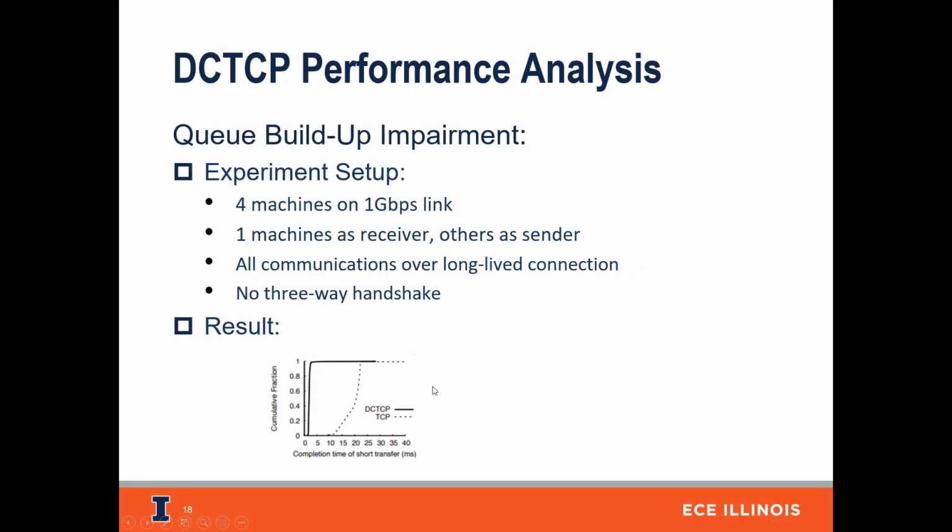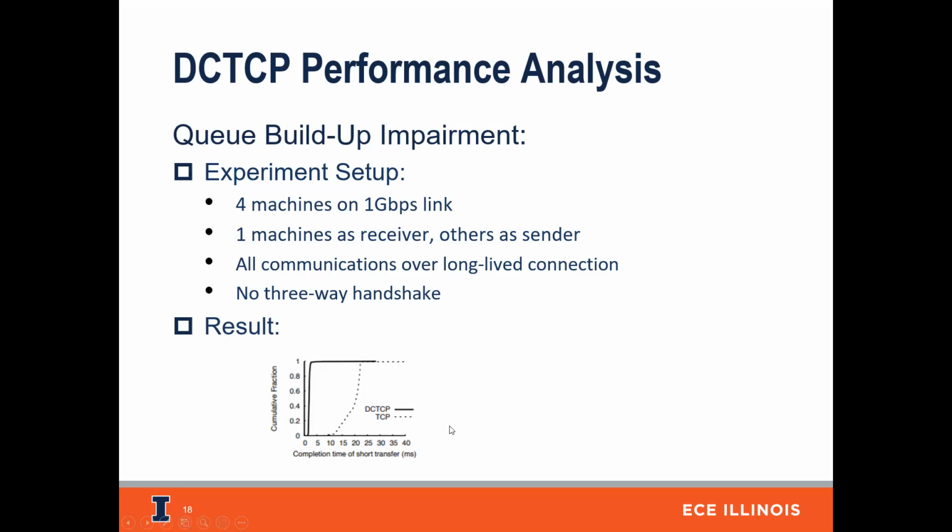There is also an experiment on queue buildup impairment, and the experiment setup is described below. To measure DCTCP's impact on this impairment, we connect 4 machines to a Triumph switch with 1 Gbps links. One machine is a receiver and the other 3 are senders. We start one big TCP flow each from 2 senders to the receiver. The receiver then requests 20 kilobyte chunks of data from the third sender. The sender responds immediately, and the receiver sends the next request as soon as it finishes receiving data. All communication is over long-lived connections, so there's no three-way handshake for each request.